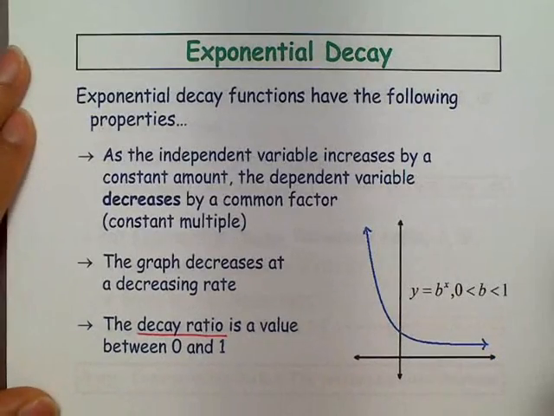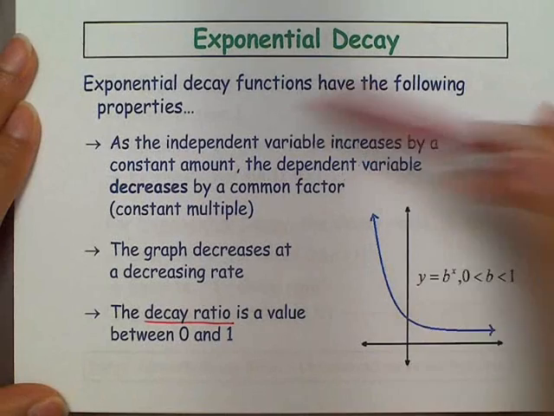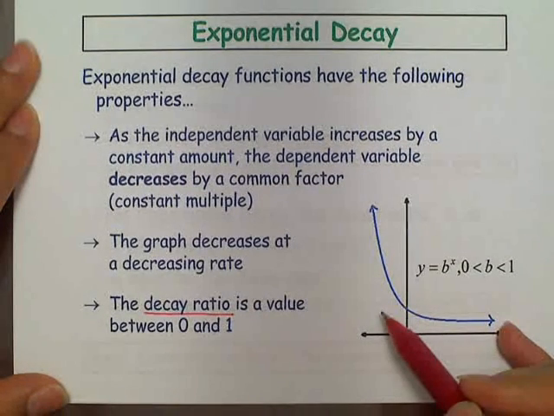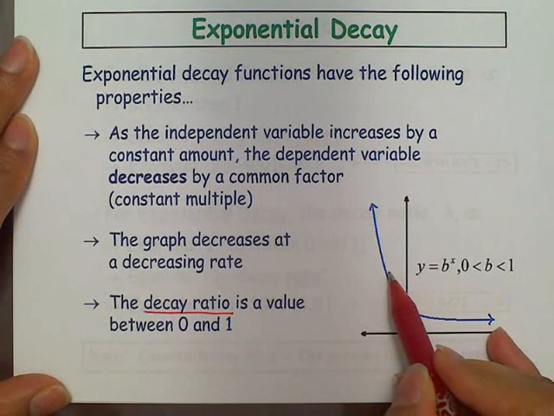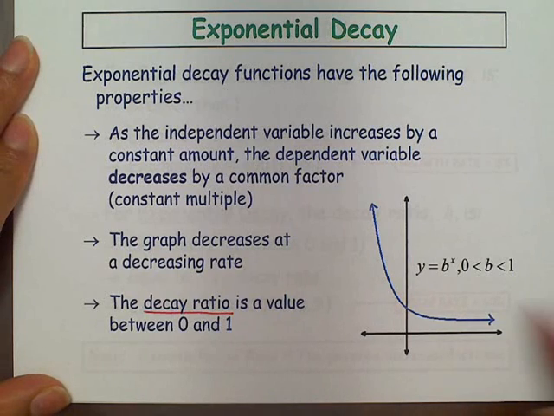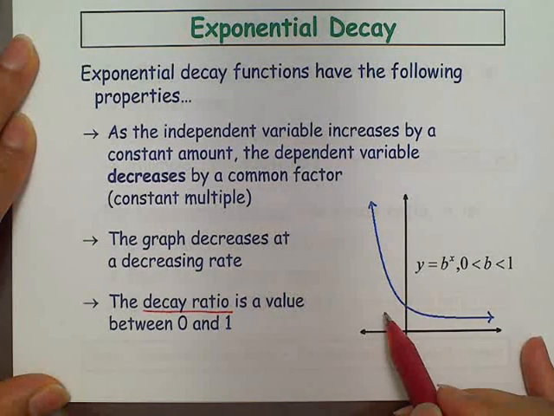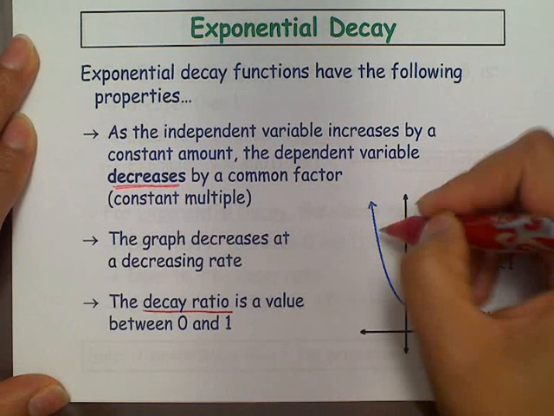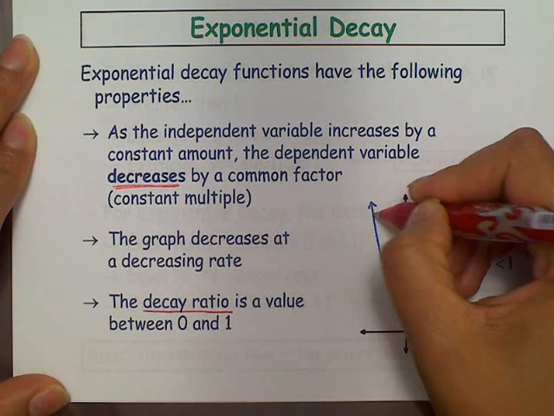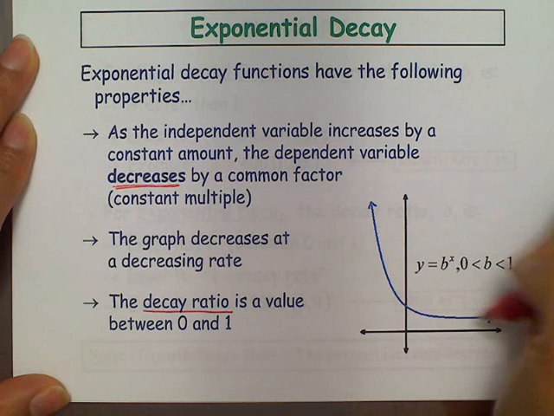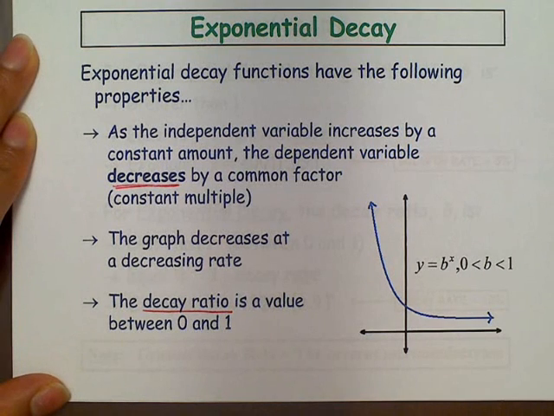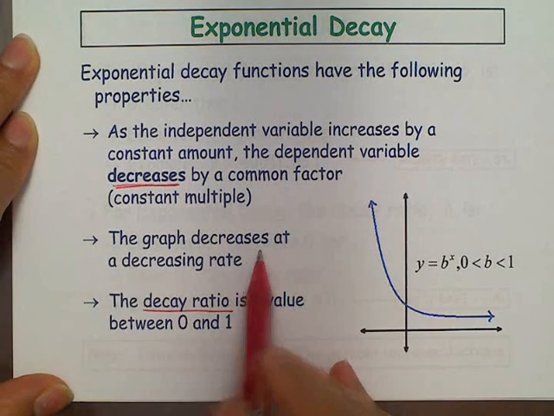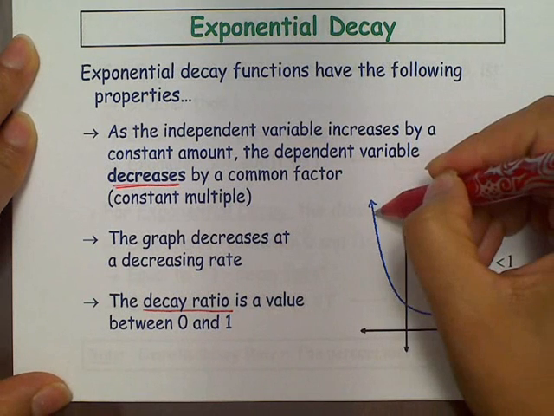Similarly, exponential decay functions have the following properties. As the independent variable increases by a constant amount, so as you move across by 1s or 2s or whatever you want, the dependent variable decreases by a common factor. So it's decreasing by a common factor, so decreasing by a half or decreasing by a third each time. Okay, so the graph decreases at a decreasing rate.